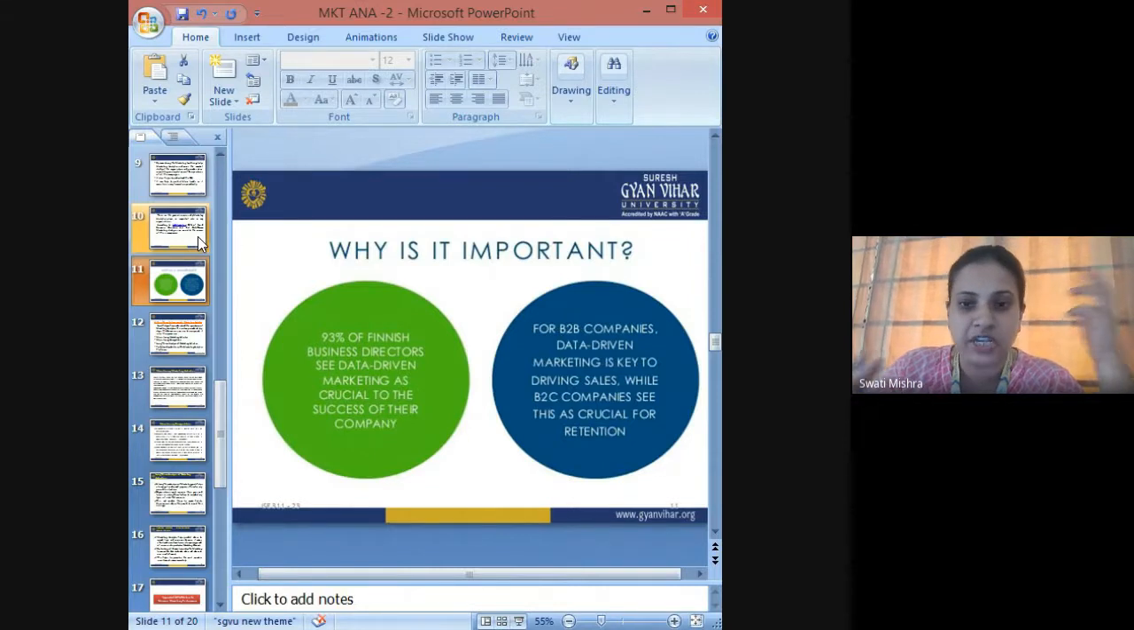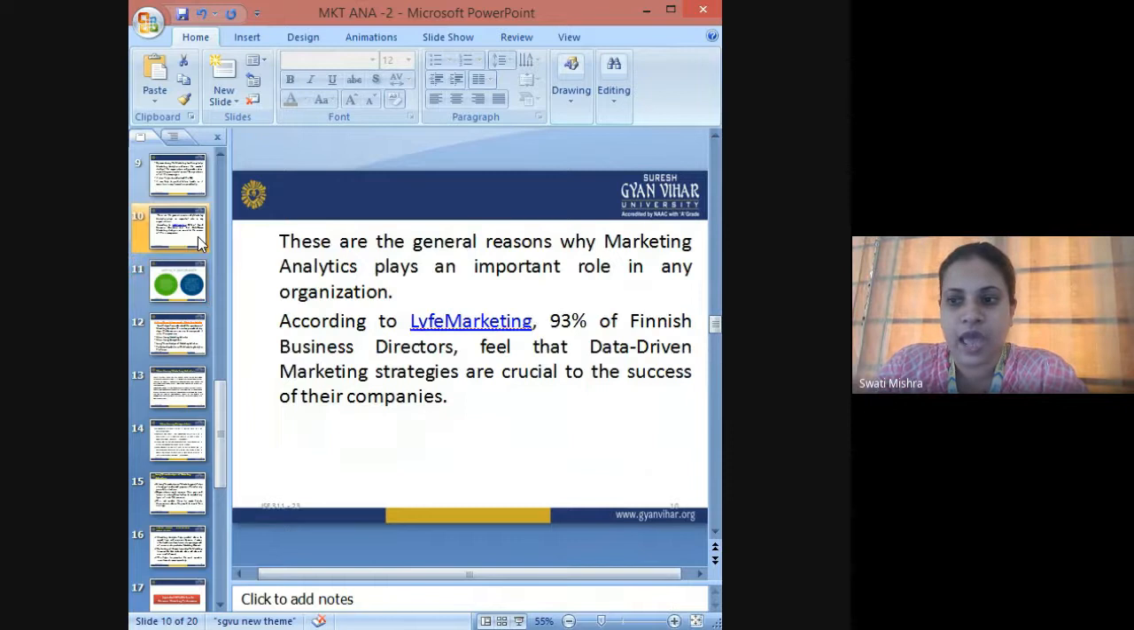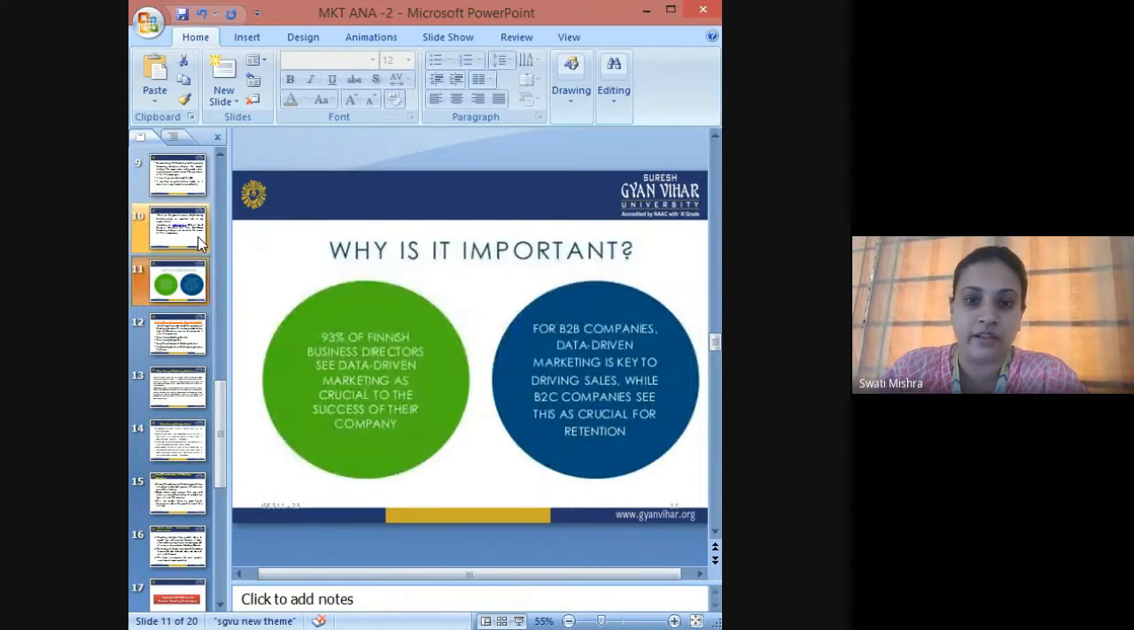So this data-driven marketing strategy development has actually proven to be a very key turning point for every marketer today. And every organization is looking forward to achieving these big objectives with the support of marketing analytics.